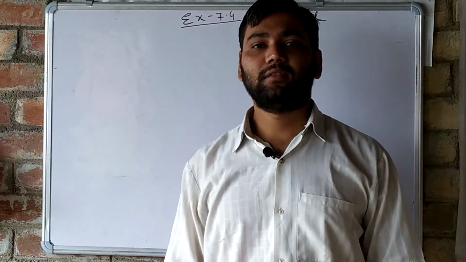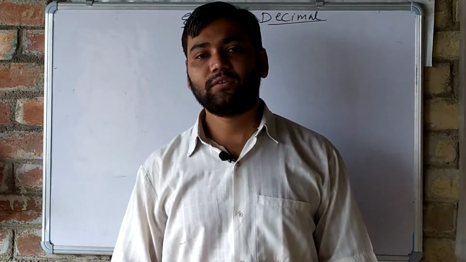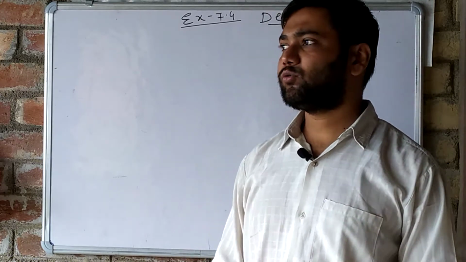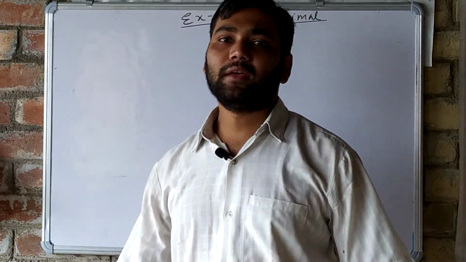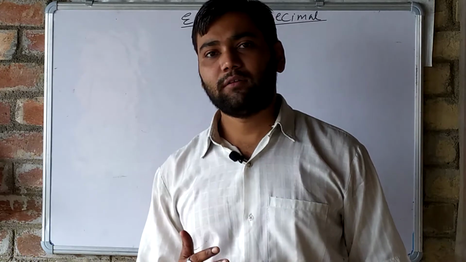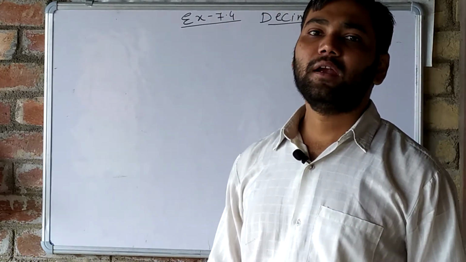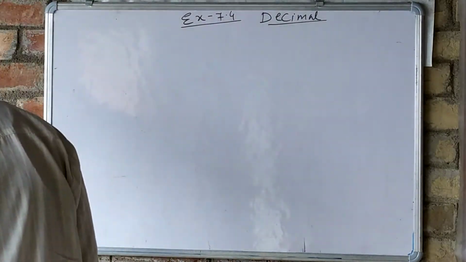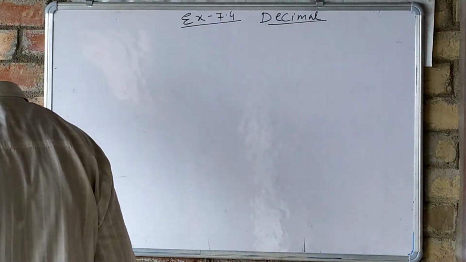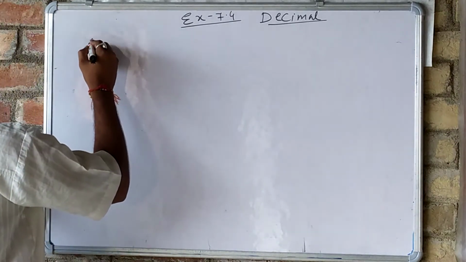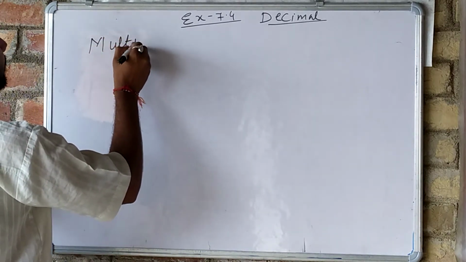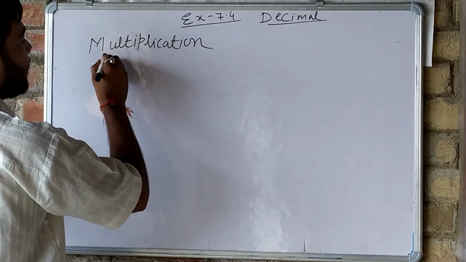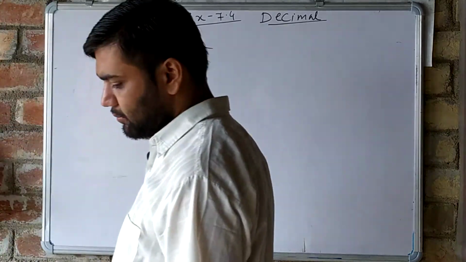Multiplication and division, that is given in exercise 7.4 in the chapter Decimals. So today we will study multiplication and division in the decimal number system. Okay, so very easy. Now see here. First we will see multiplication. We will learn how to multiply values in decimal number form.